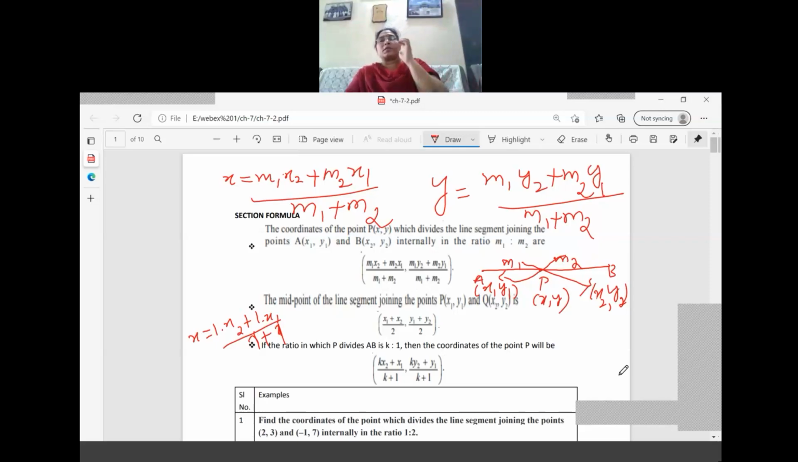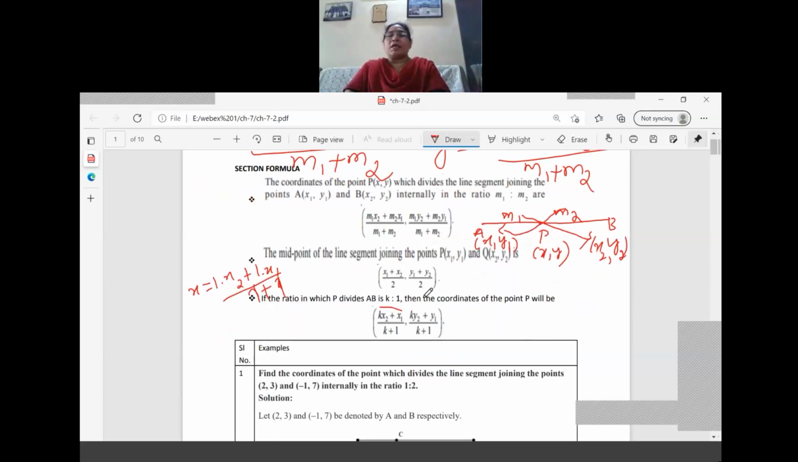In certain questions, the ratio is not given and finding the ratio is the question. The same format you can follow, with m1 and m2 as the ratio. But in the textbook it is explained that when we are asked to find the ratio, you should take the ratio as k:1. Then we can go for this. So the ratio in which P divides is k:1.